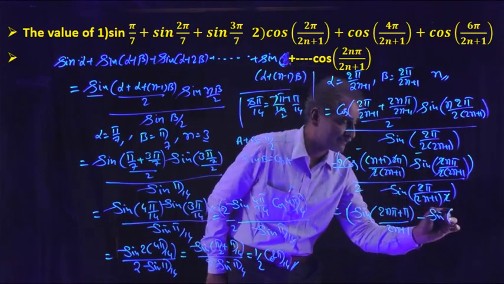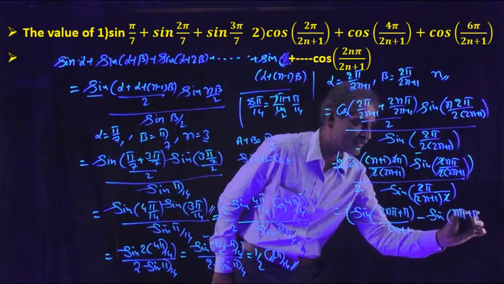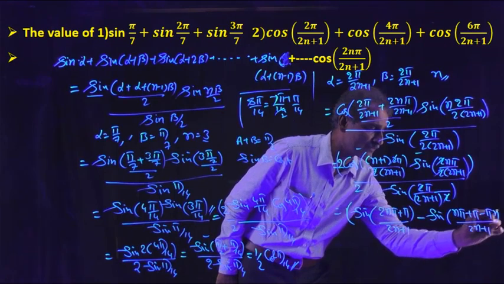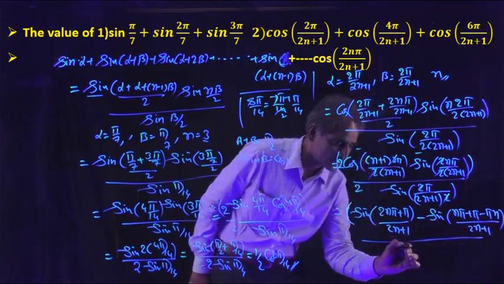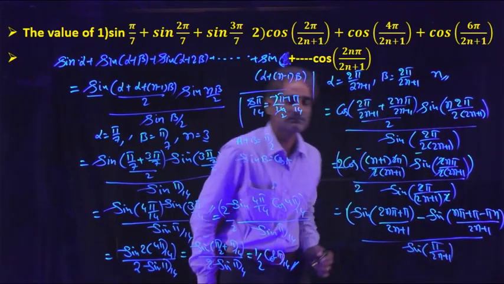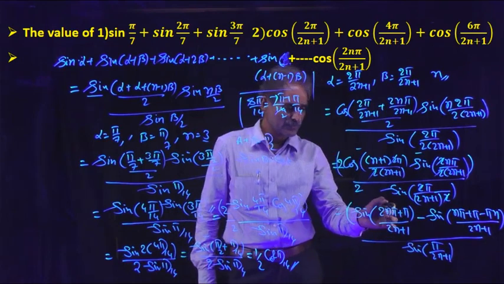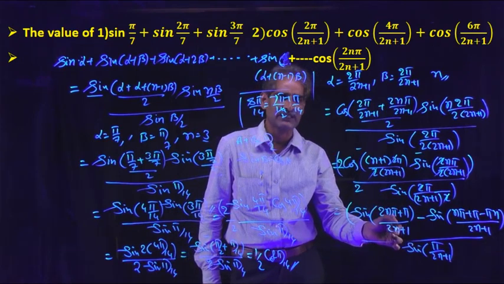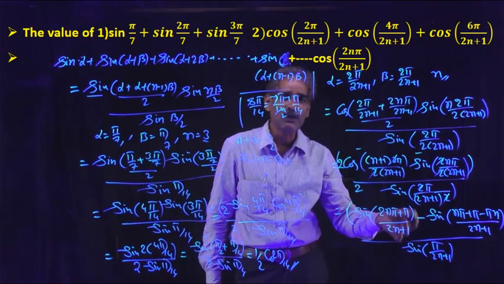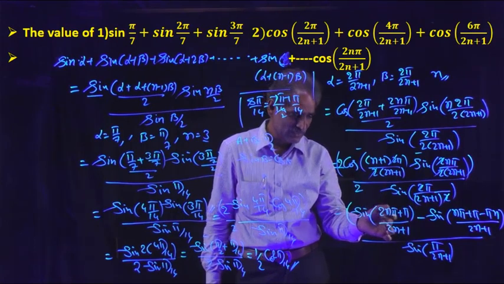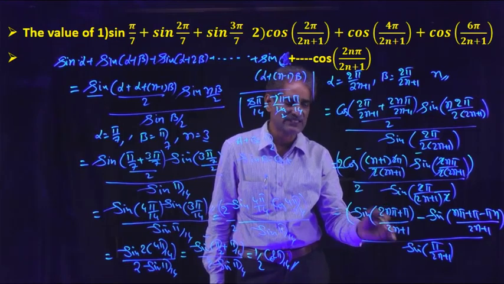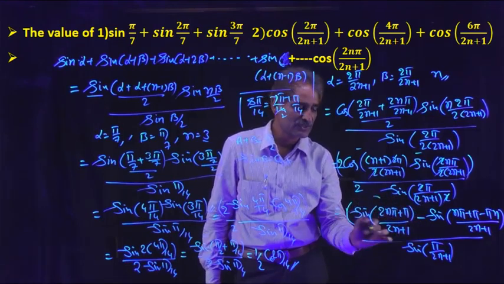That means n pi plus pi minus n pi, by (2n plus 1), whole divided by sin of pi by (2n plus 1). Just observe that if you take pi common, (2n plus 1) cancels. So sin pi is 0. Sin of any integral multiple of pi is always 0. Here sin of (2n plus 1) into pi, the (2n plus 1) gets cancelled. This is simply sin pi, the value of this is 0.